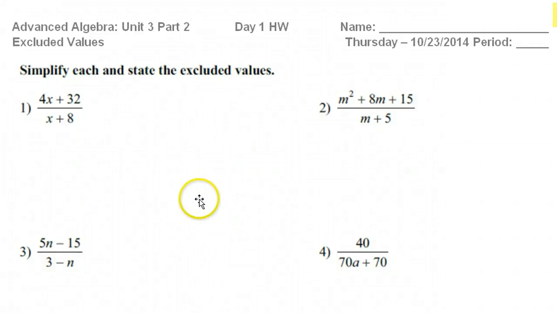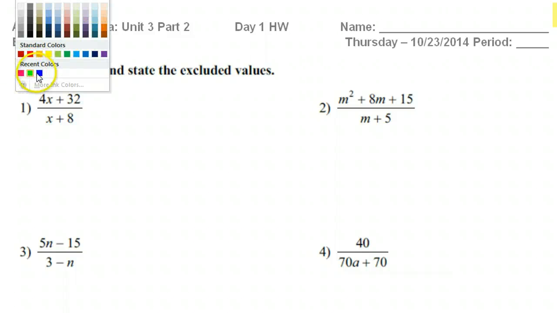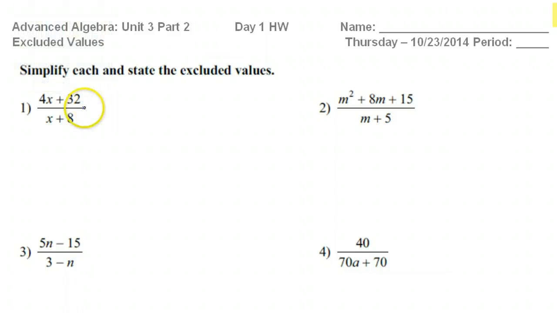Okay, this lesson is all about simplifying rational expressions, fractions of polynomials, and stating the excluded values, the restricted values, the illegal values, if you will. Now, as far as finding the restricted values, it's really one thing that you have to do. You set the denominator equal to 0, and you solve. Or I should say, set the denominator not equal to 0.